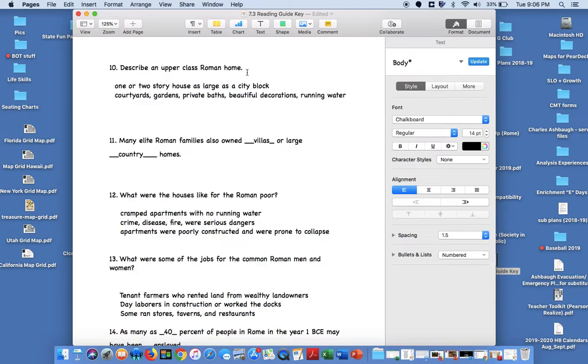It was a one- or two-story house as large as a city block, with courtyards, gardens, private baths, and beautiful decorations inside. They were actually connected to the aqueducts, which we'll talk about later in this chapter, which were pipes that were bringing water to the city.